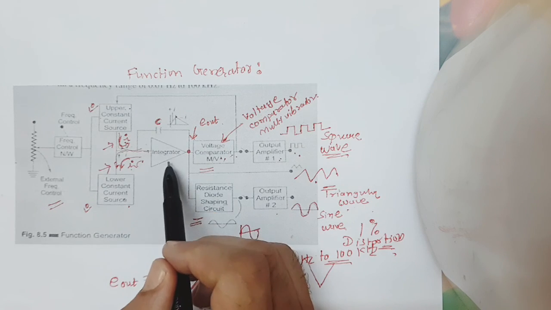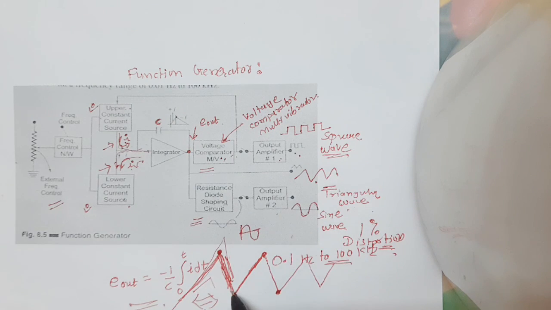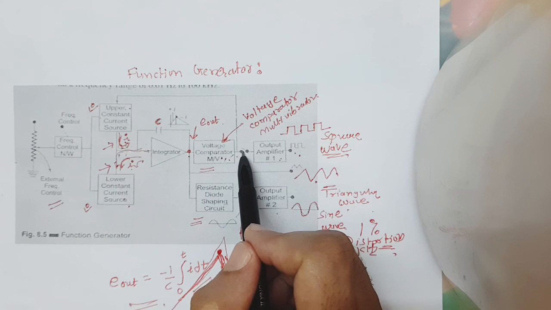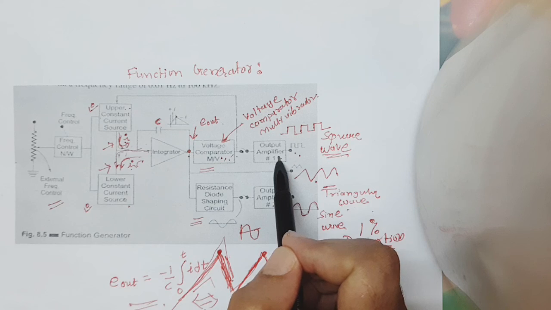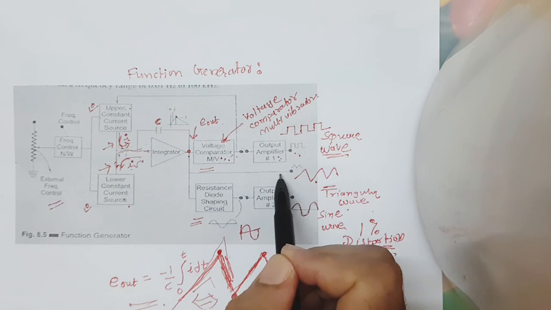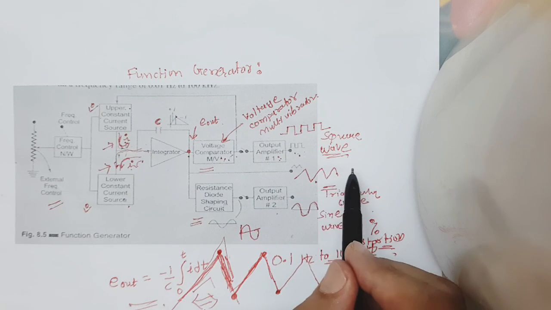With the help of C and the integrator circuit, the output of this is nothing but our triangular wave. It is given to the comparator. The output of the comparator is a square wave. This square wave we amplify with the help of the amplifier, and we produce the pure square wave. If we take the output across the integrator, then we are getting the triangular wave.